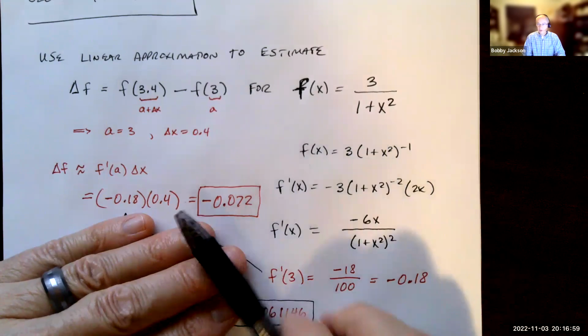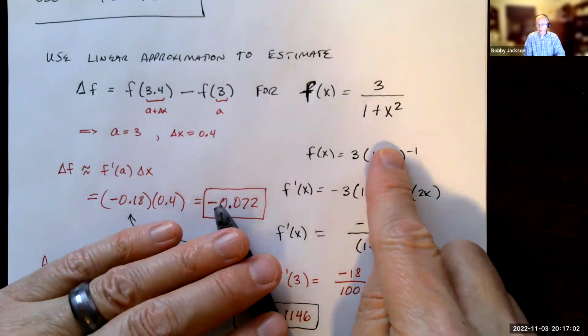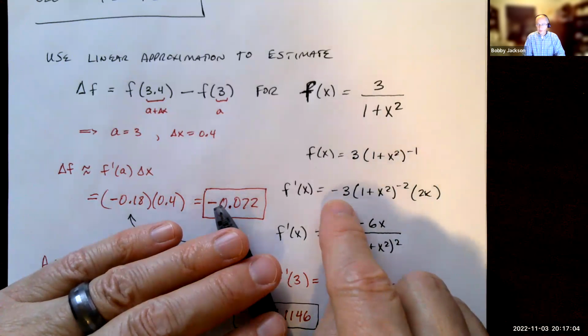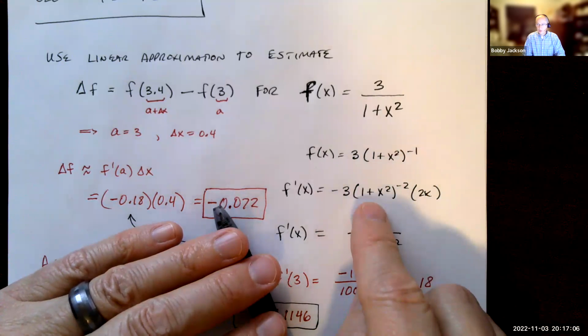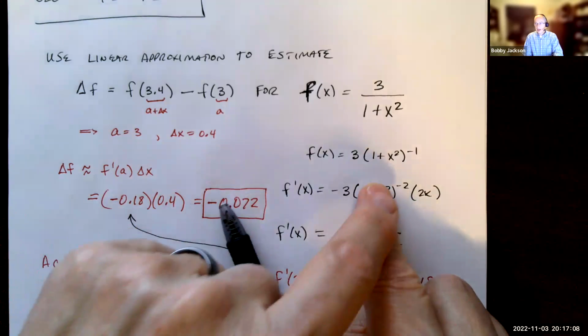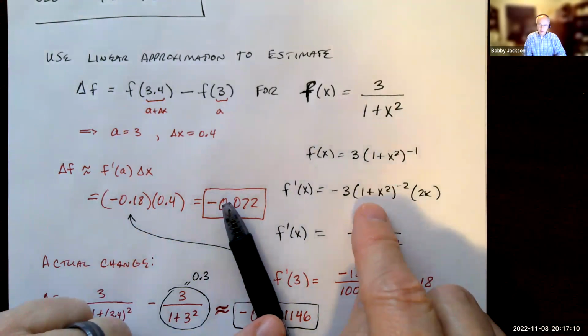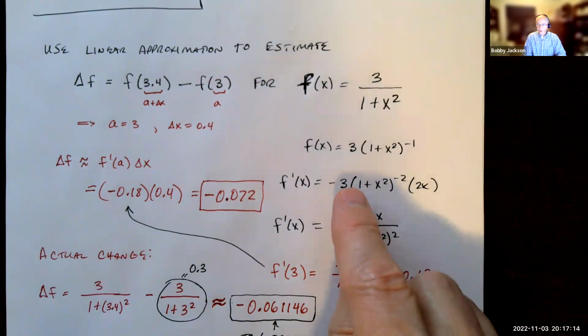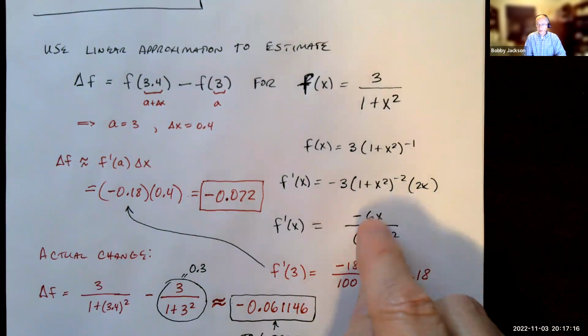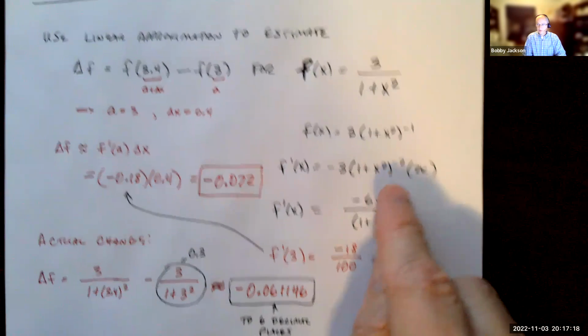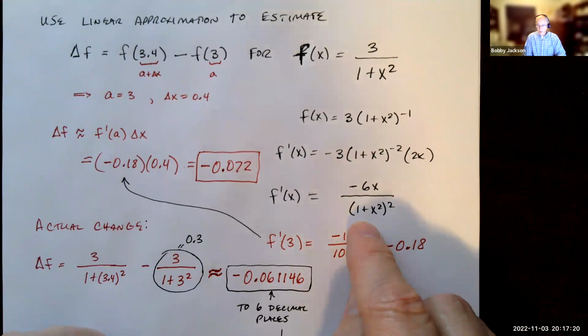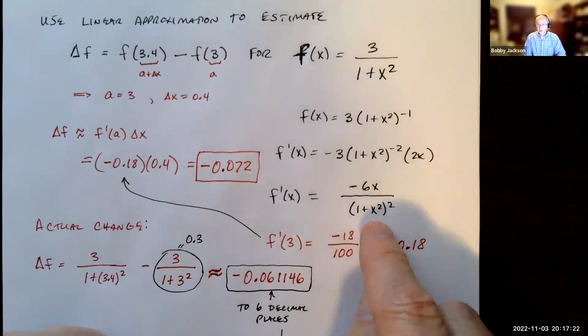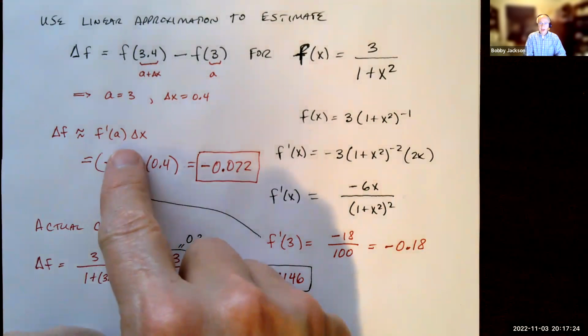The outer function is u to the negative 1. So bring the negative 1 down times the 3 is negative 3, times u, which is 1 plus x squared, to the negative 2, times the derivative of what's inside. Derivative of 1 plus x squared is 2x. So negative 3 times 2x is negative 6x. 1 plus x squared to the negative 2 goes down here in the denominator. So there's our derivative.